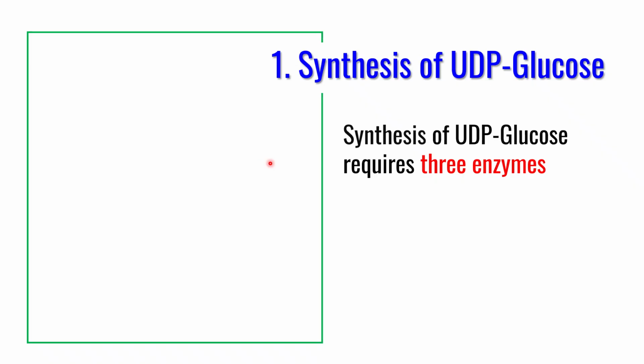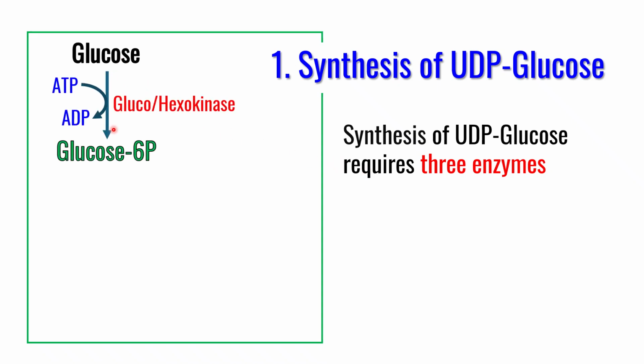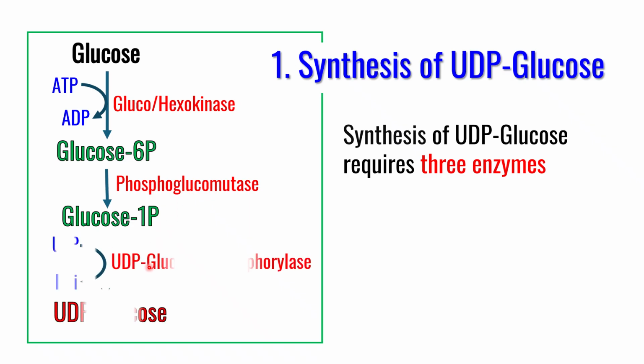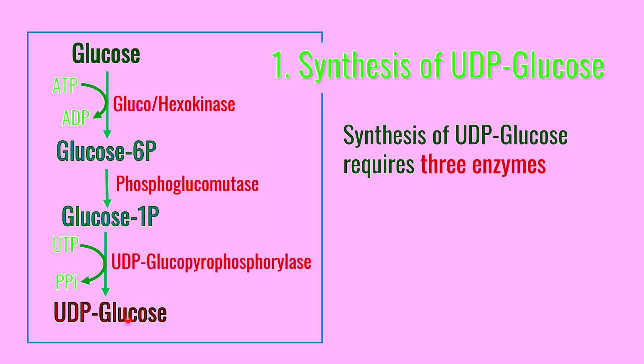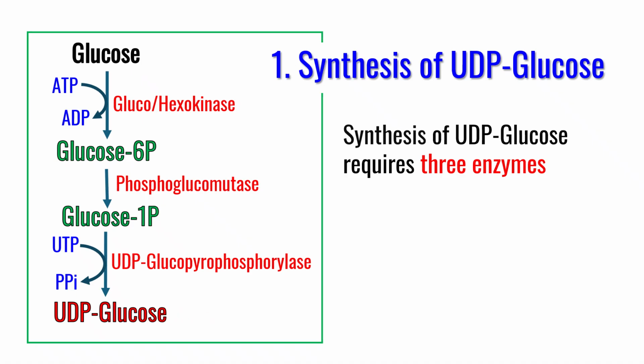Let us examine the synthesis of UDP glucose. This completes in 3 steps utilizing 3 enzymes. The first step is conversion of glucose to glucose 6-phosphate at the expense of 1 ATP molecule by the enzyme glucokinase, which is active in liver, and hexokinase, which is active in other cell types. Glucose 6-phosphate is converted into glucose 1-phosphate by the mutase enzyme. Glucose 1-phosphate is finally converted into UDP glucose by UDP glucopyrophosphorylase utilizing 1 UTP molecule. UDP glucose is the activated precursor for the synthesis of glycogen.